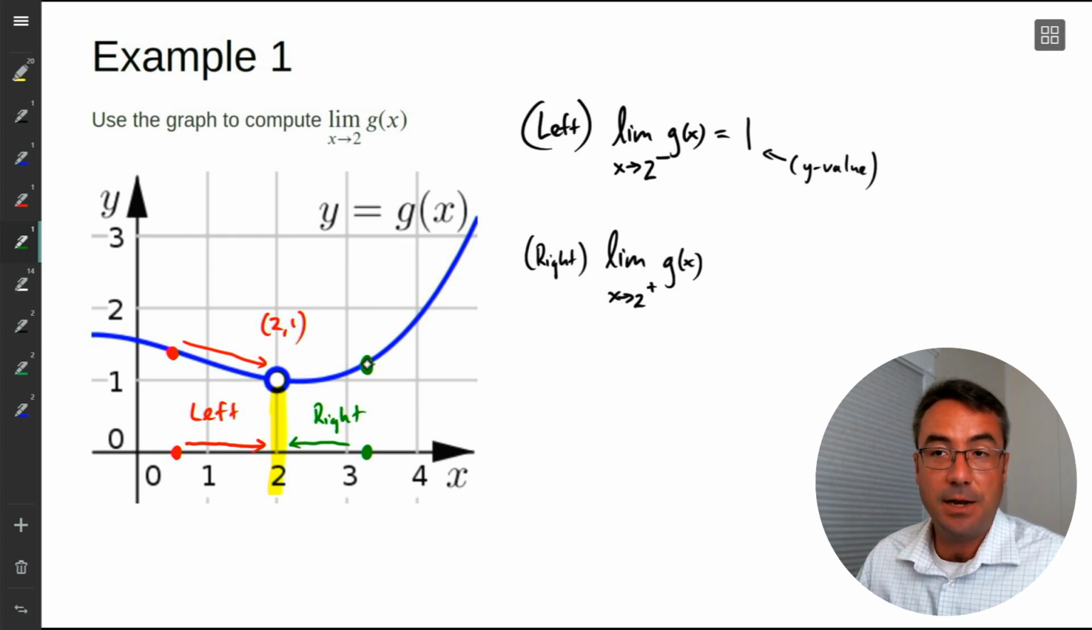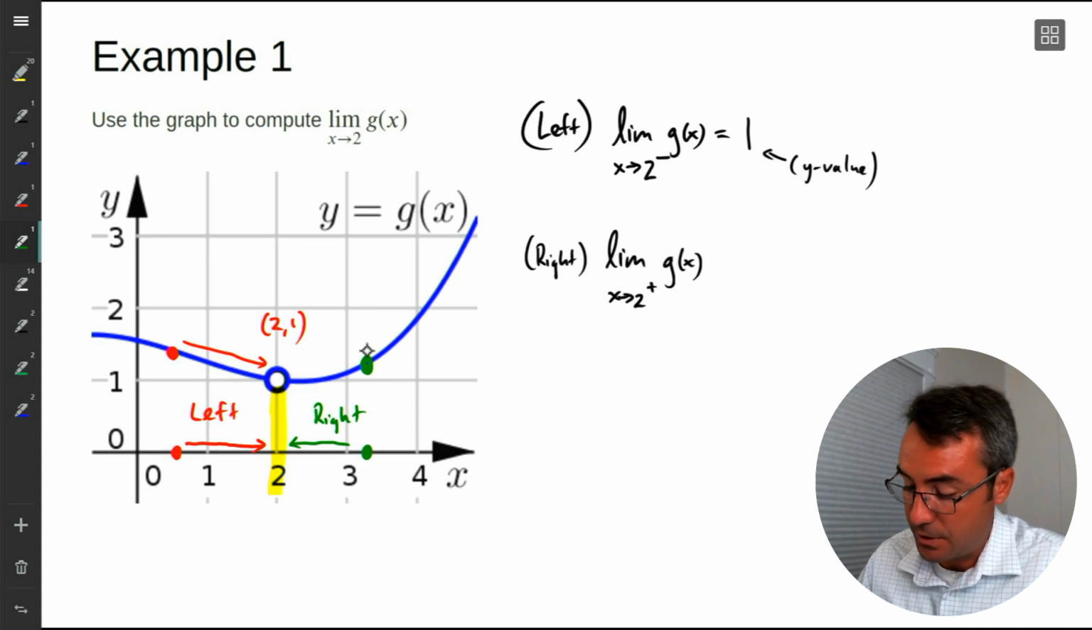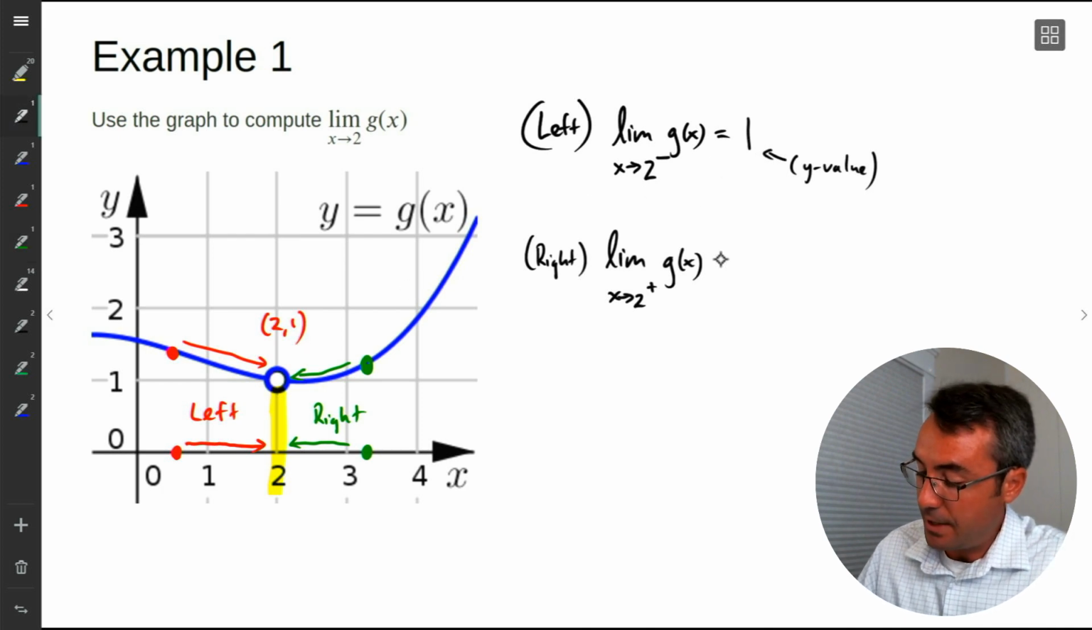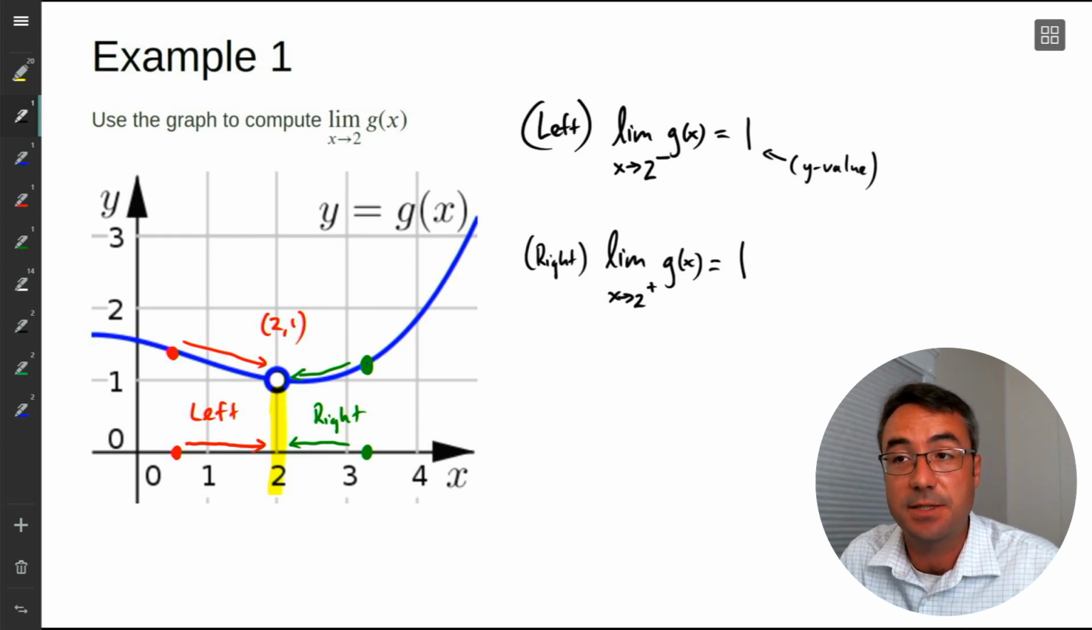And if we walk along our curve here, it looks like this point, as it moves, is going to get closer and closer to that same point, 2, 1. So it looks like we're going to be walking closer and closer to that same point. And so the y-coordinate is 1. So we say the right-hand limit, or the right side limit, is equal to 1. The limit of g of x as x approaches 2 from the right is equal to 1.